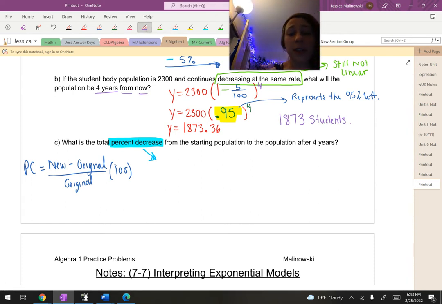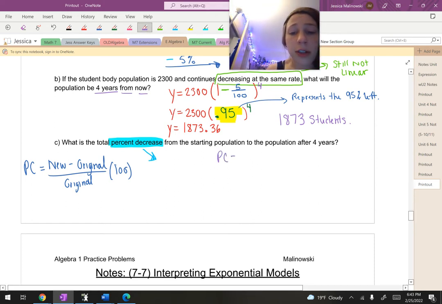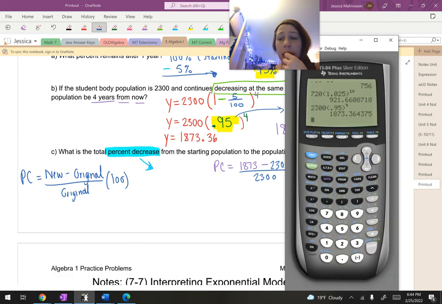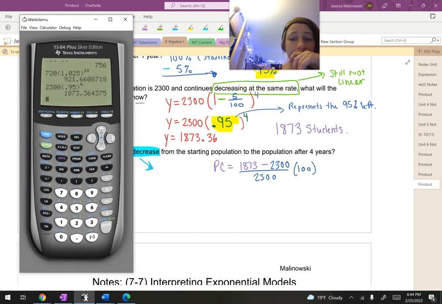Okay, so filling pieces in. Percent change is going to be equal to the new number, the most recent number that we're talking about. That would be the one after 4 years, because that's most recent. So this new number is that 1873 compared to the original, or my initial value, was that 2300. Divide by the original times that 100. And once I get to that, I can just go ahead and do the math right in the calculator.